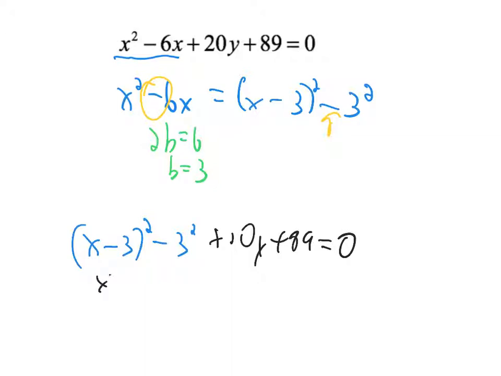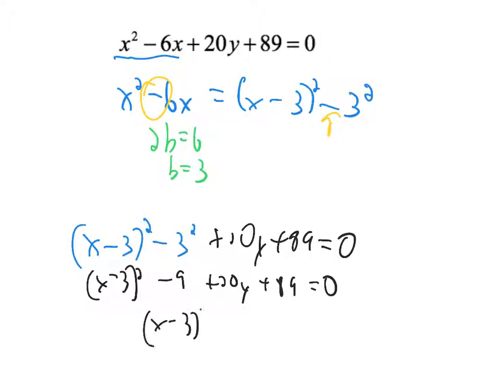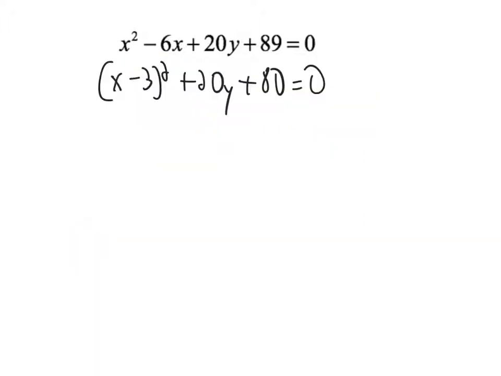So x minus 3 quantity squared, of course minus 3 squared is minus 9, the 20y is still there for a bit, plus 89 equals 0, and finally we get x minus 3 quantity squared plus 20y plus 80 equals 0. Alright, we've done all the expansion we need to do. Now we just need to maneuver this into the form we're expecting.